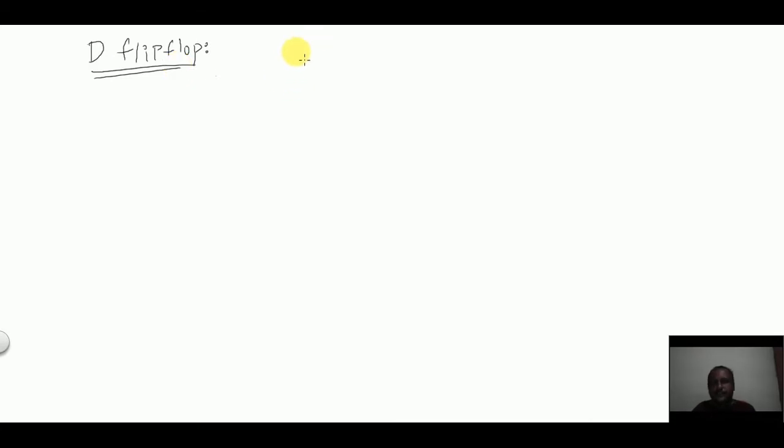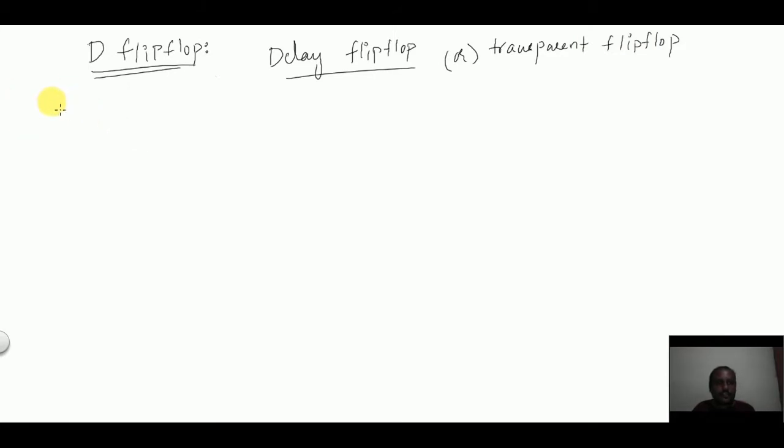D flip-flop is called delay flip-flop, or it is also called transparent flip-flop. So in the D flip-flop, there are two conditions.